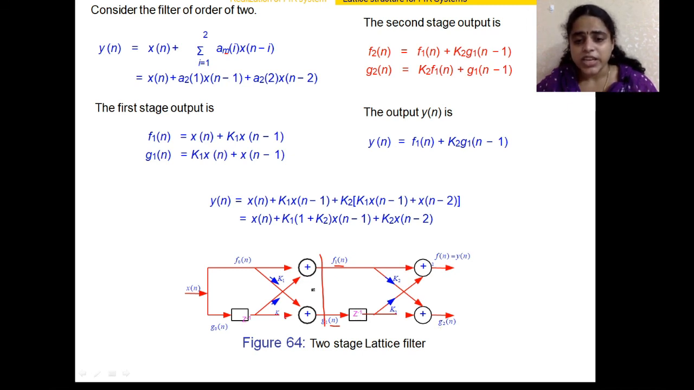After that, the second-stage lattice coefficient we have taken as k2. So this will be f2(n) = f1(n) + k2 g1(n-1), which is nothing but our final y(n) equation. And g2(n) = k2 f1(n) + g1(n-1), where g1(n-1) will come directly here. This is the two-stage lattice filter structure for FIR systems.